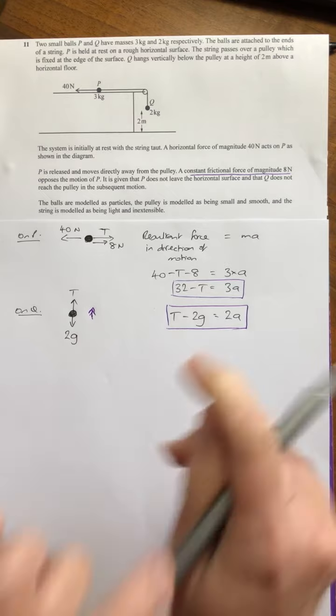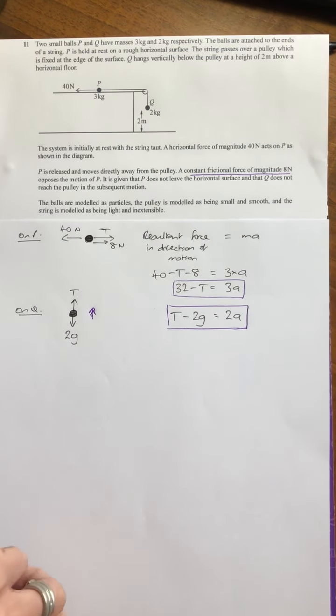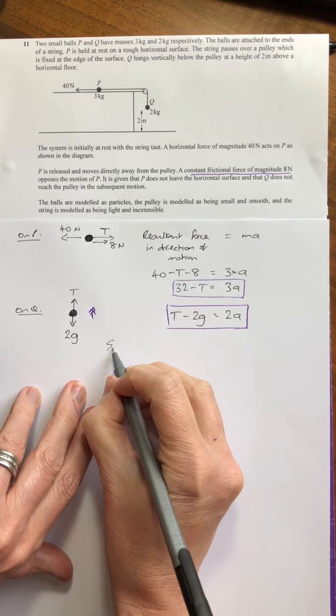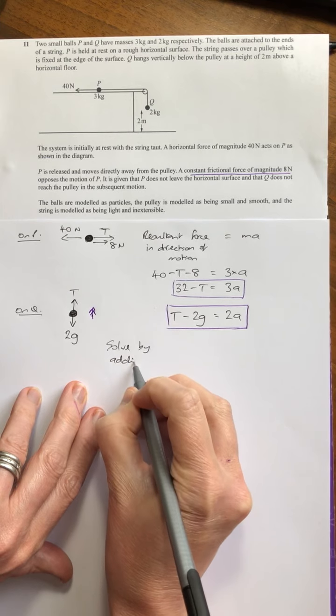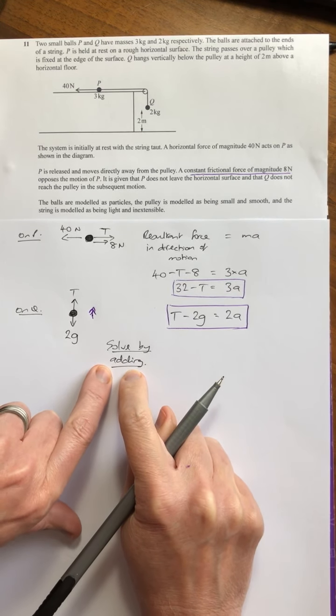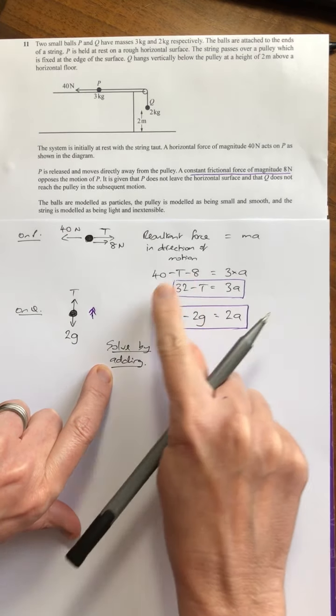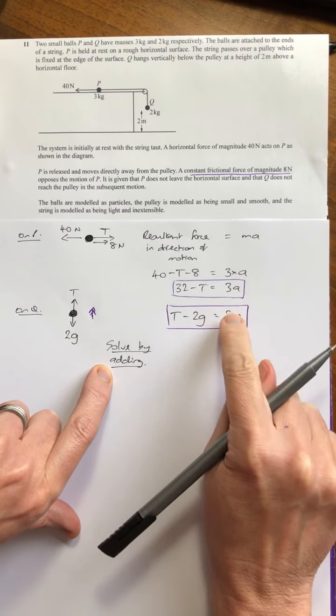There is my second equation. It's the same T, it's the same a, so I have got two simultaneous equations which I can now solve. And I'm sure you remember that whenever you've got connected particles, adding the two equations is a really good way to solve it. You could rearrange and type it into your calculator, but there's always a little bit of scope for error.